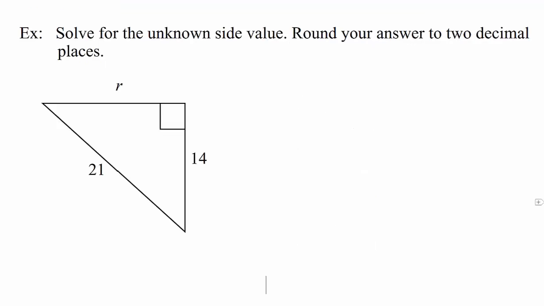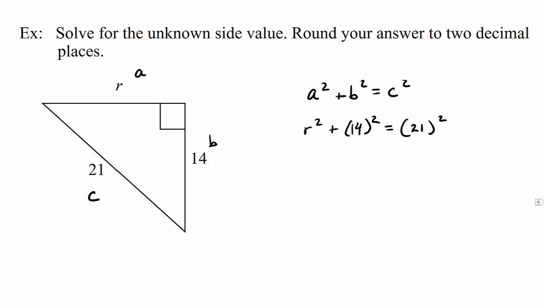One last example here. We're going to solve for the unknown side and round my answer to 2 decimal places again. So I start off by labeling the hypotenuse. My other 2 legs, I'm going to just label A and B. Copy down my Pythagorean Theorem formula. Substitute my values of A, B, and C in. Then I'm going to evaluate the 14 squared and the 21 squared.